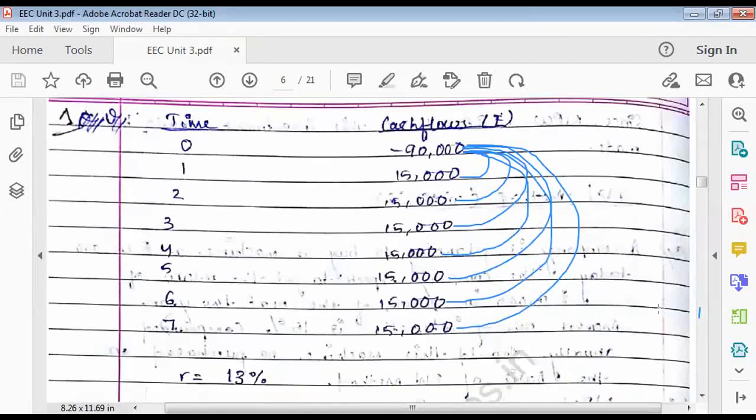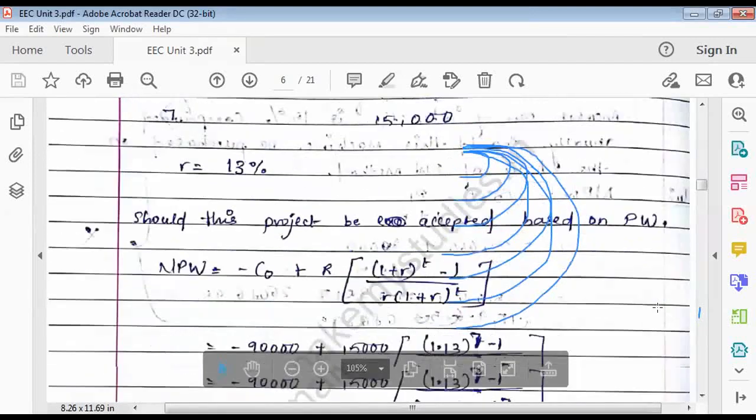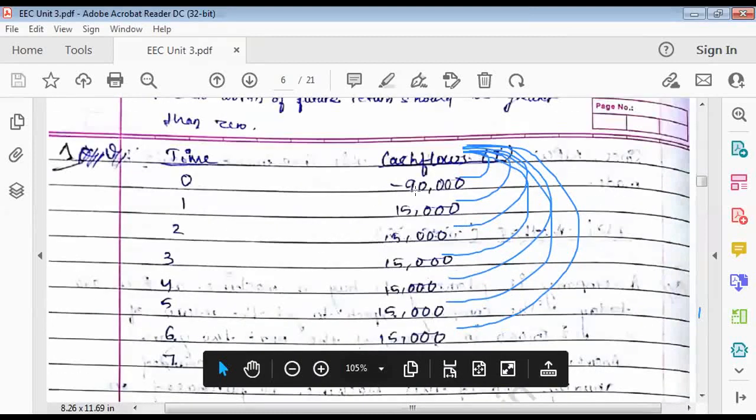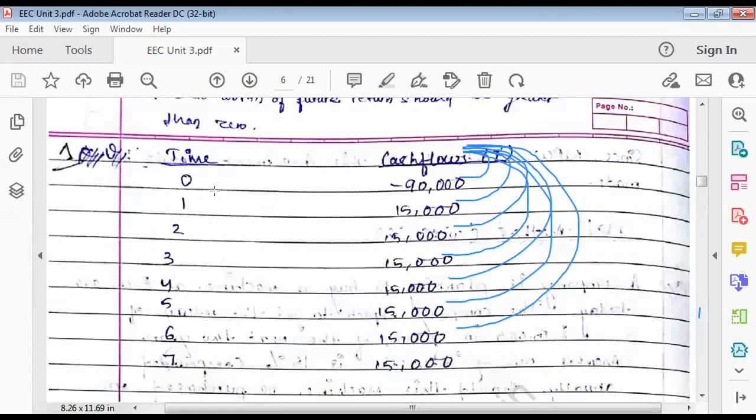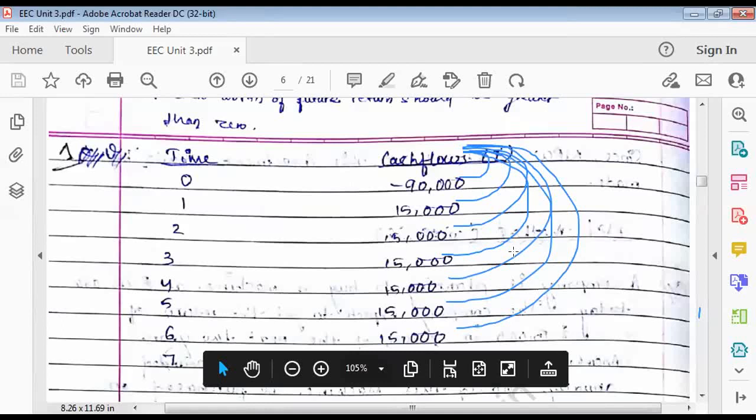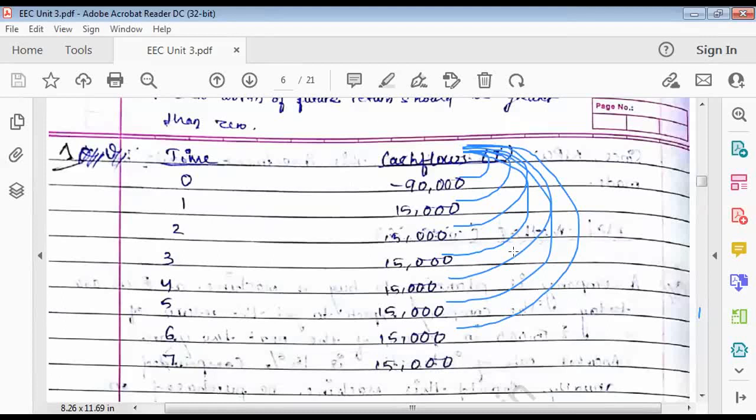As I said, you're going to do it this way: minus 90,000, that is the C naught value already given. So you're going to write NPV is equal to minus 90,000 plus 15,000 divided by (1 plus 13%) plus 15,000 divided by (1 plus 13%) whole square plus 15,000 divided by (1 plus 13%) whole cube, that way. And your last term will be 15,000 divided by (1 plus 13%) whole to the power 7.